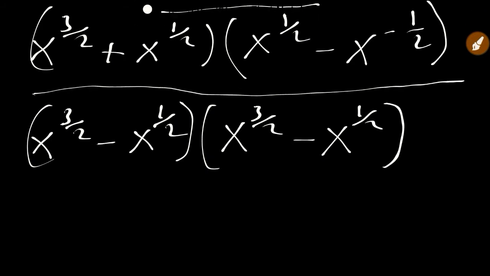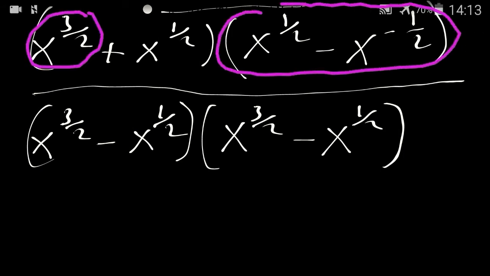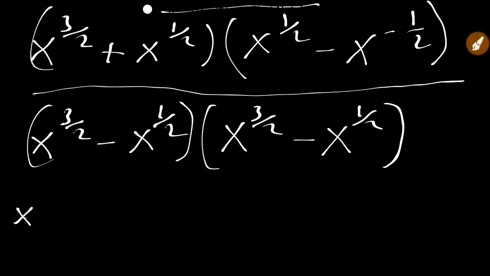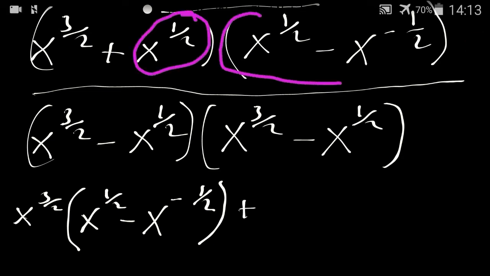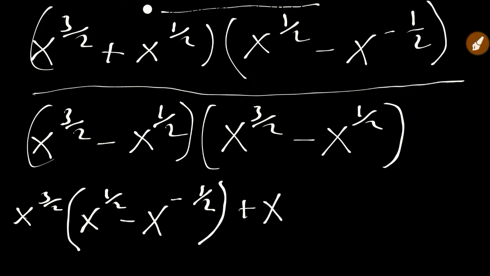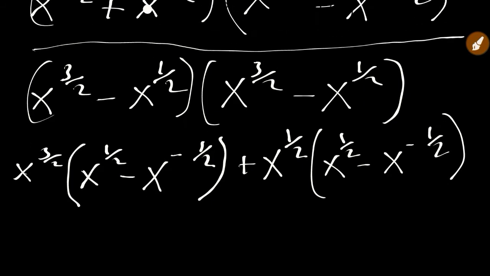Our next step will now be to expand the brackets by multiplying that to all of that in that bracket. So this one now will be x^(3/2) into (x^(1/2) - x^(-1/2)), bracket closes, and don't forget your plus, and then multiply x^(1/2) to all of that in that bracket. So this one now will be x^(1/2) into (x^(1/2) - x^(-1/2)), bracket closes, all over.